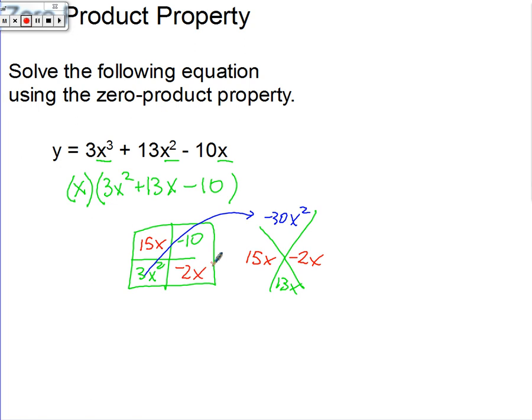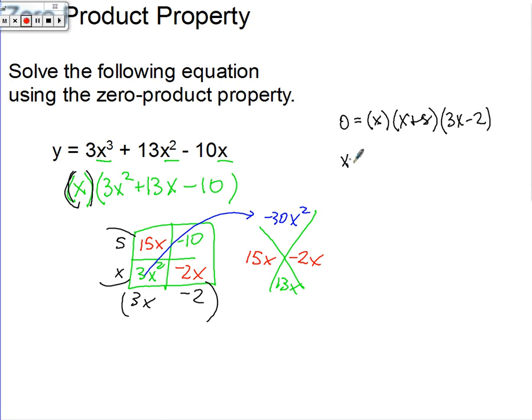And then I want to get the outsides of my box. So 3x squared is going to be 3x and x. I put the 3x here because of the 15, because 3x times 5 is 15. And then x times negative 2 is negative 2x. So I have my two factors, and I don't forget about this x that I had at the beginning. So I let them equal 0. So 0 equals x, x plus 5, and 3x minus 2.